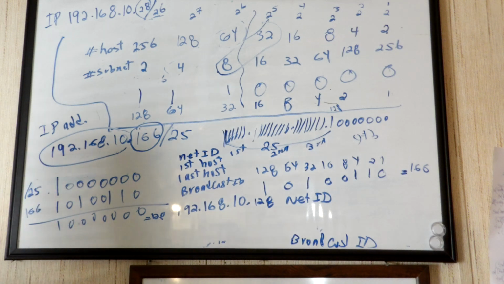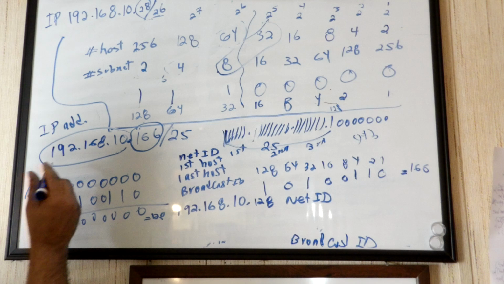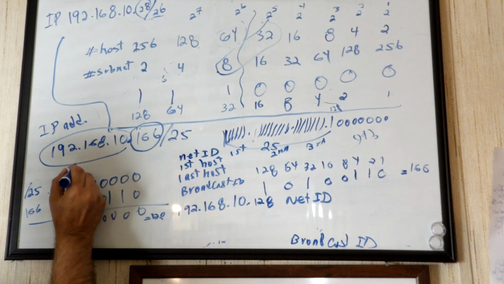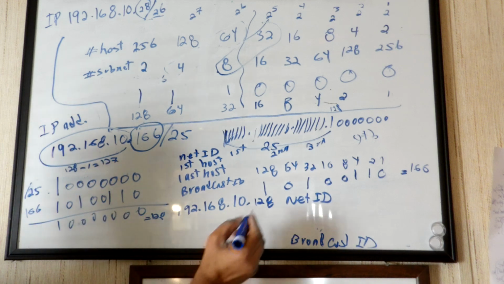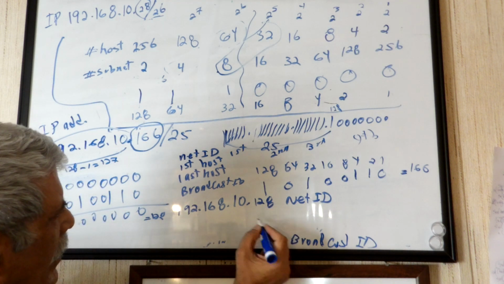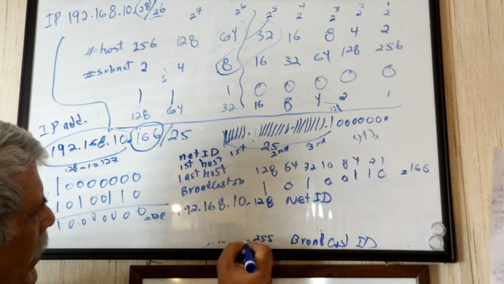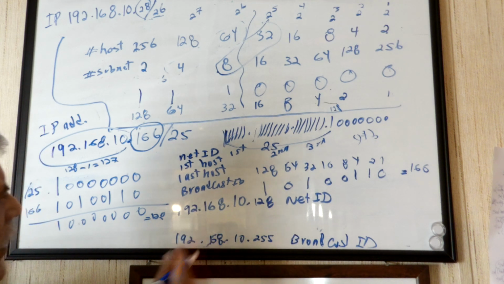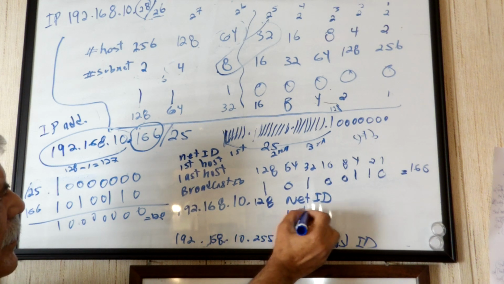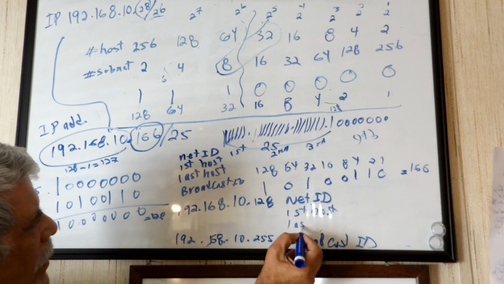We solve another example to find out. This is 128. We deduct 1 from this one. 128 minus 1 is going to be 127. You add 127 to this, and it's going to be 255. Okay, first host, and the last host.